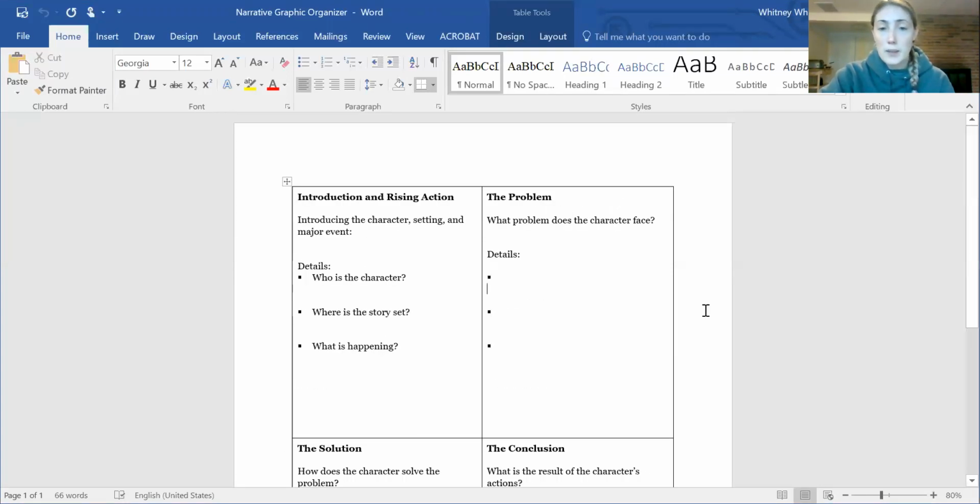If you have any questions about this, please reach out. But this is just for the narrative writing. If you're choosing to do the narrative writing piece, this is what the graphic organizer will look like and how you can organize your writing for that.